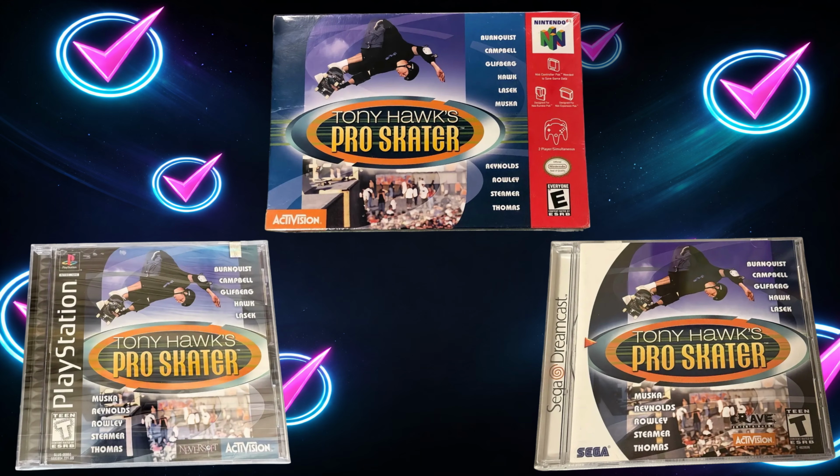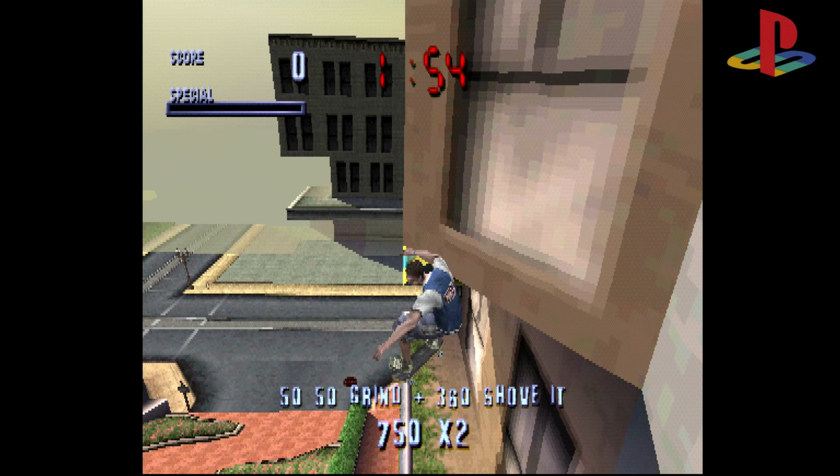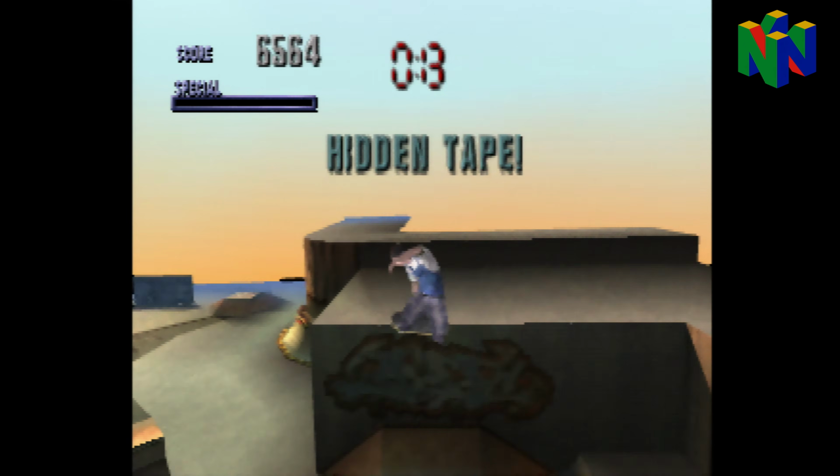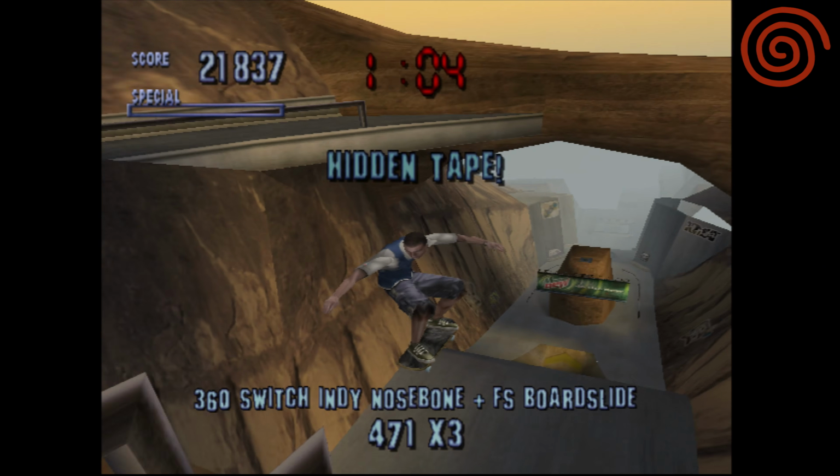Tony Hawk's Pro Skater had 3 major versions, and they weren't all created equal. Today, we're breaking down the PlayStation, Nintendo 64, and Dreamcast versions to see what makes each one different.